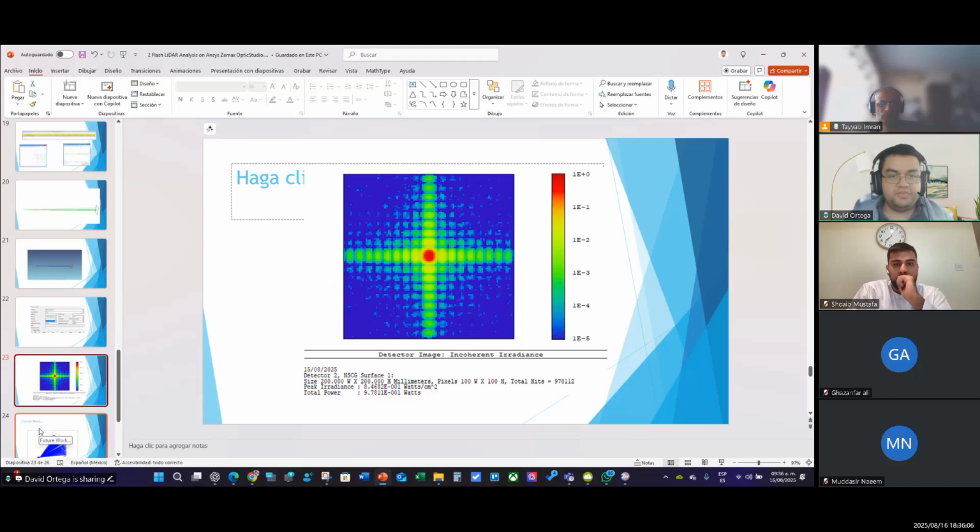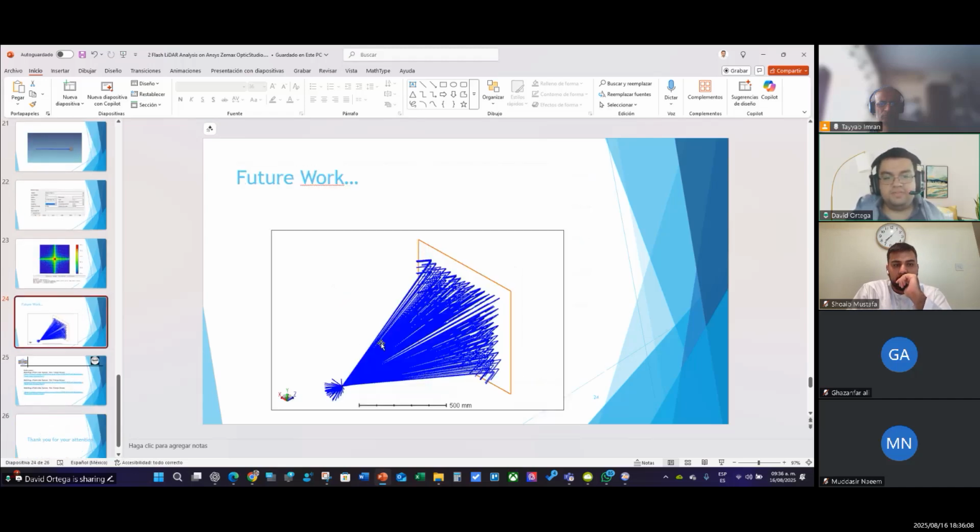For the future work, I'm going to try to do this configuration, and this is going to be for the LIDAR. That is the work that I'm working on.